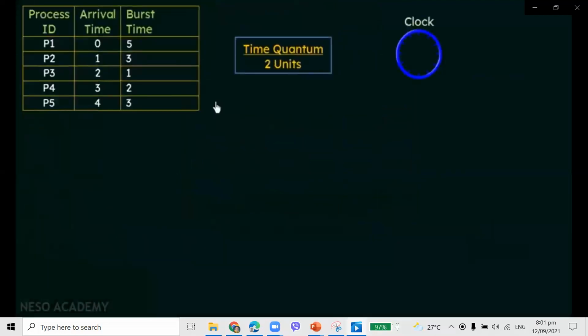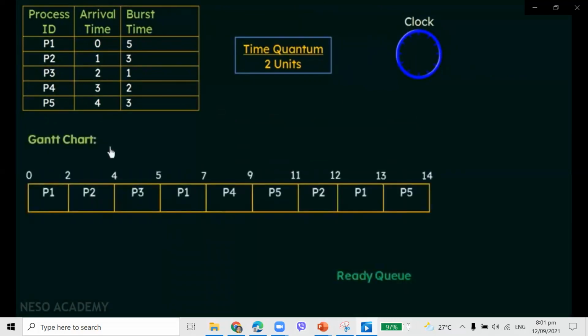I've copied down the same table over here, and keep in mind that the time quantum is 2 units. Here I have a clock which will help us keep track of the time and see what happens at different time units. You don't have to draw this clock when you are really solving the problem, but in order to make you understand, I am taking this example. So let's see how the Gantt chart can be formed. Here I have formed the Gantt chart for this set of processes, and don't worry looking at this, I am going to explain it in detail.